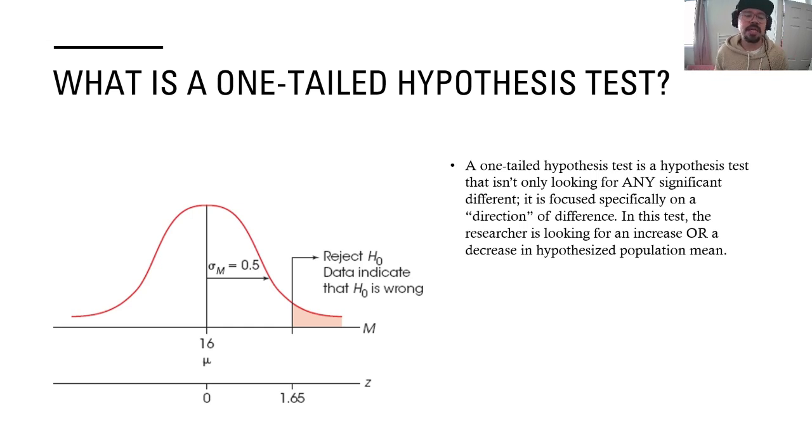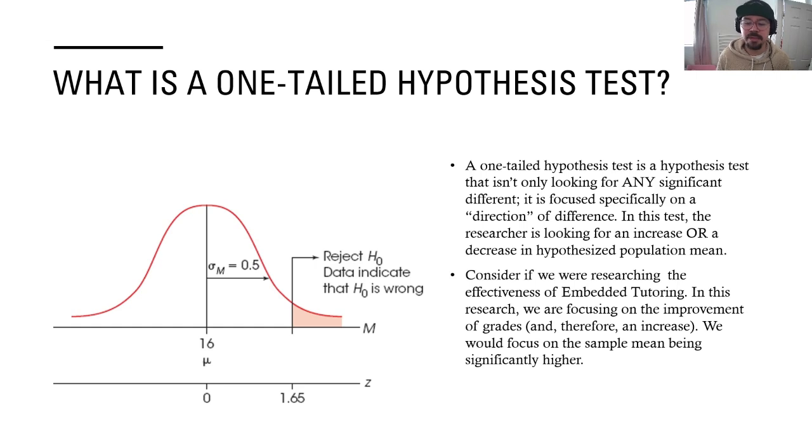However, a one-tailed hypothesis test focuses only on the right tail or the left tail. It's not looking for any outcome, it's looking for a more specific outcome. It's focused specifically on a direction of difference. In this test, the researcher is looking for an increase or a decrease in the hypothesized population mean.